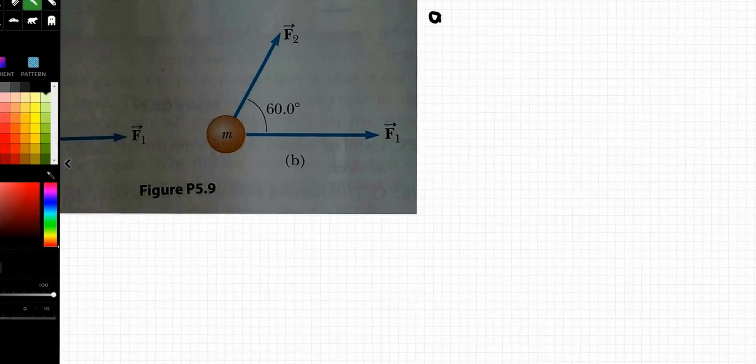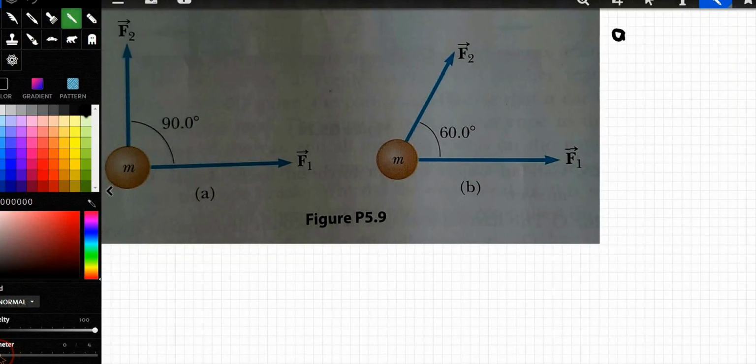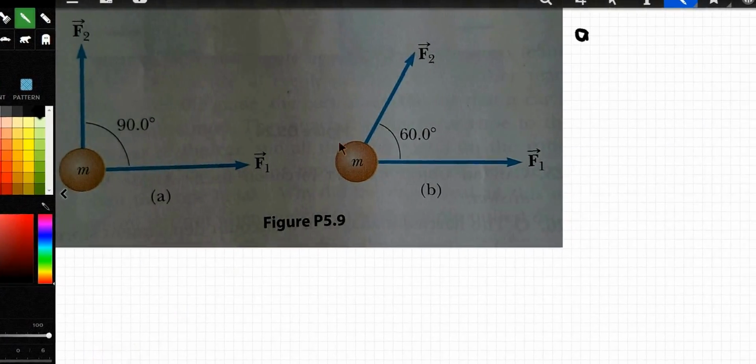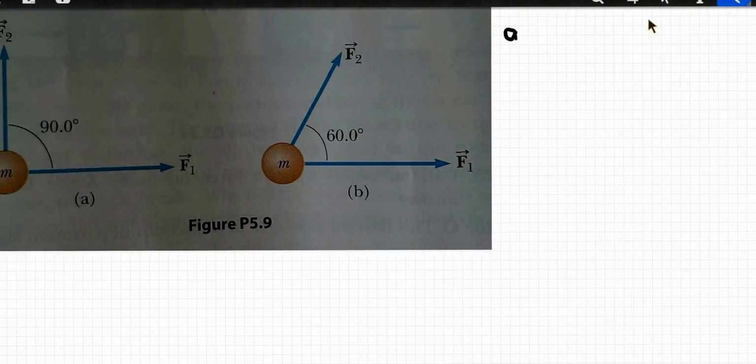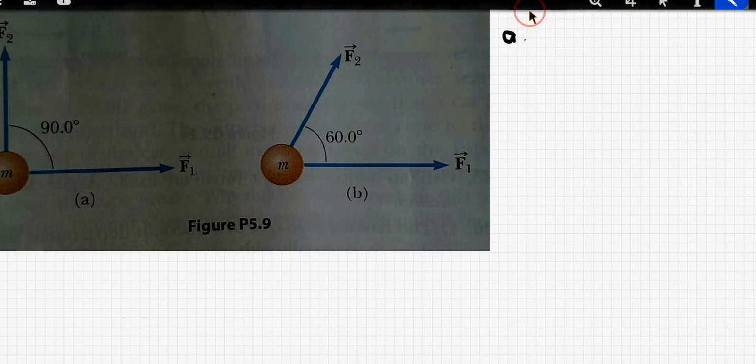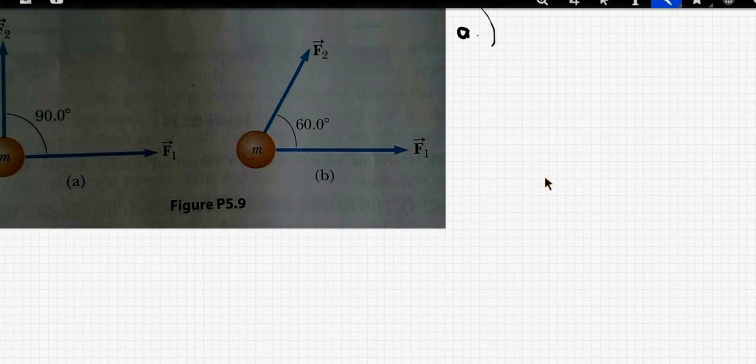So starting off with A, we see that the angle between these two forces is 90 degrees. So they give us F1 and F2, F1 equaling 20 newtons and F2 equaling 15 newtons. To find the resultant force, all we're going to be doing is Pythagorean theorem with these forces, since the angle is 90 degrees.